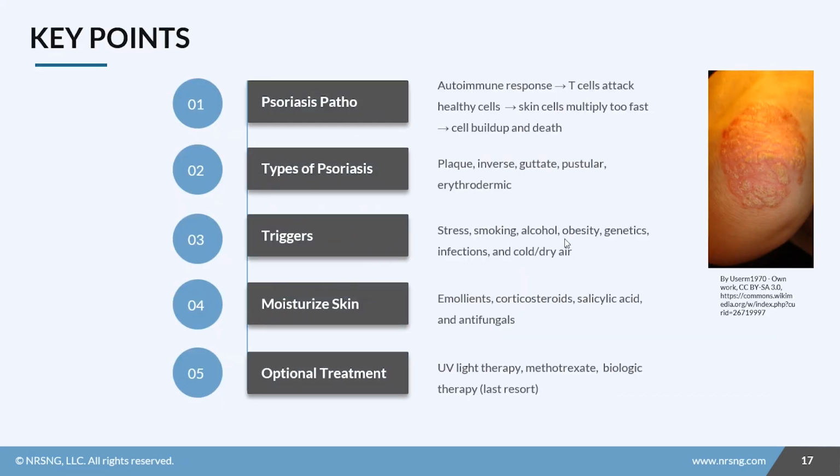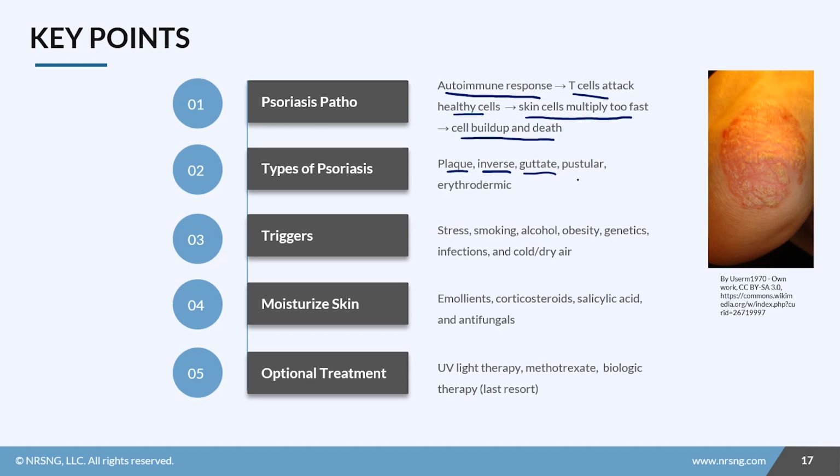Okay, now let's review the key points. Psoriasis is an autoimmune disease that results in the T cells attacking healthy cells, and the skin cells then multiply too fast, and the cells build up and die. There's different types of psoriasis, including plaque, which is the most common one that you think about, inverse in like the armpits and groin and skin folds.